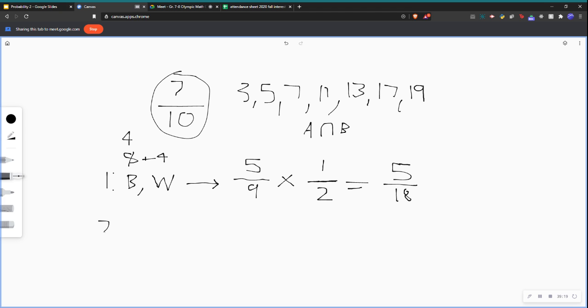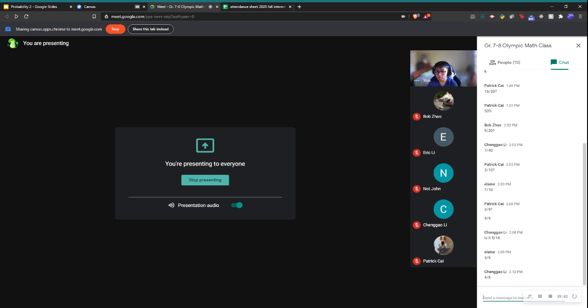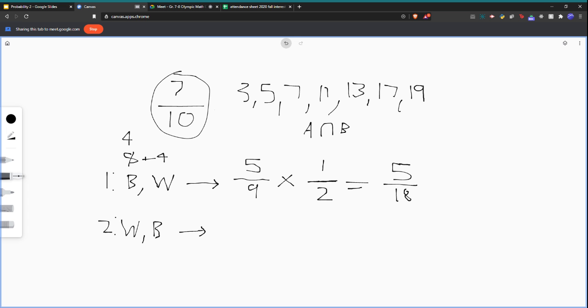Okay, now let's look at our second case, where we pick out a white marble first and then a black marble. Let's look at that. Okay, so someone tell me what the probability is for picking out a white marble first. Yep, Bob and Chen Gao got it. 4/9. All right. So that's the probability of picking out a white marble first.